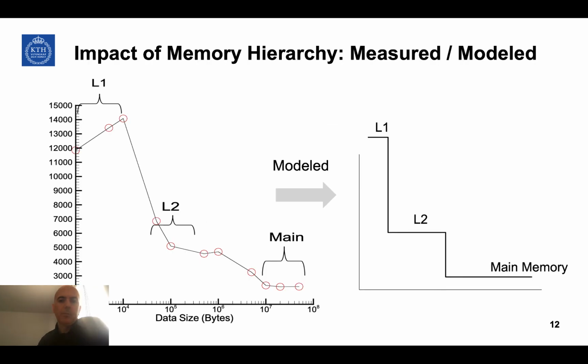How do we go from measurement to the model? On the left side of the slide, we have a measurement from a stream. We go to the model, basically assuming that the bandwidth for a given size of our array is fixed, but still recognize that there are different cache sizes that have also different memory bandwidth.